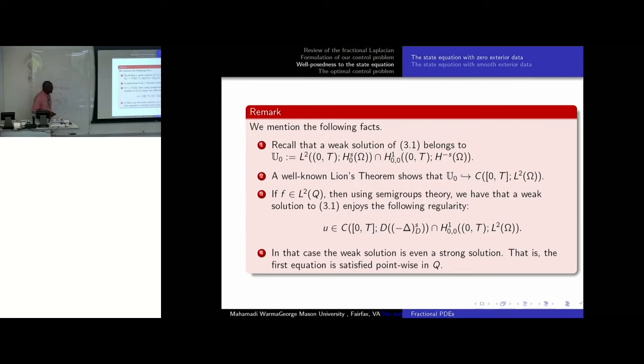But even if the right-hand side is in L2, we can even have more: the solution is even continuous with values in the domain of the operator, and there H1 with values in L2. We can really improve the regularity if the right-hand side is a little bit smoother. Then in this case, we can even say that we have a strong solution. This means that the first equation is satisfied pointwise, for almost every t and almost every x in Omega.